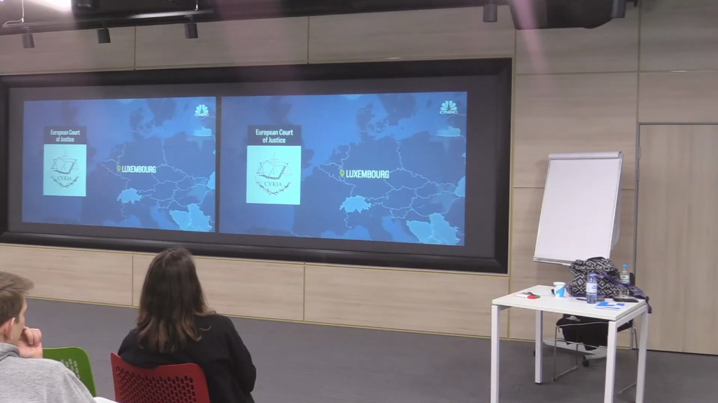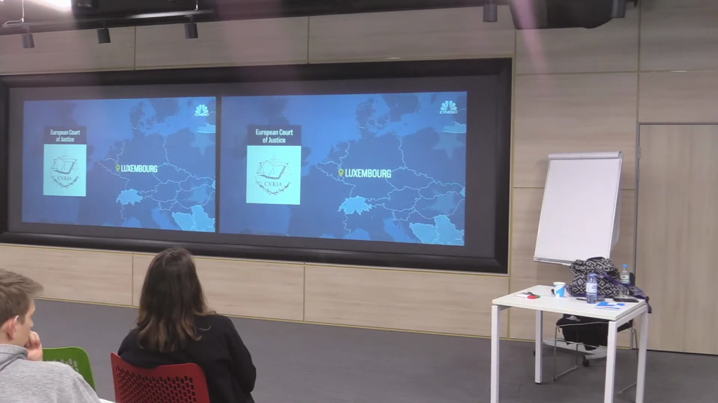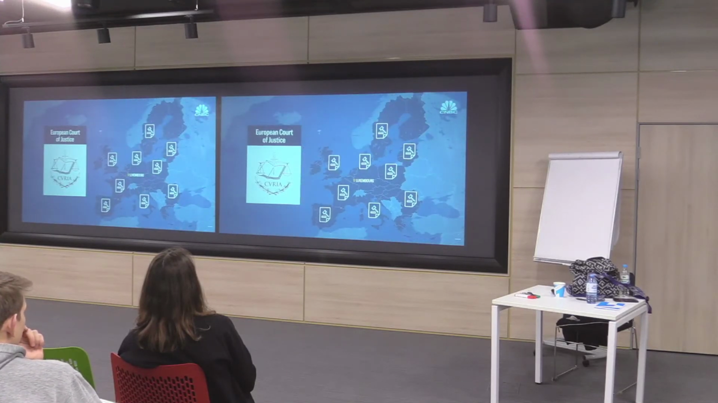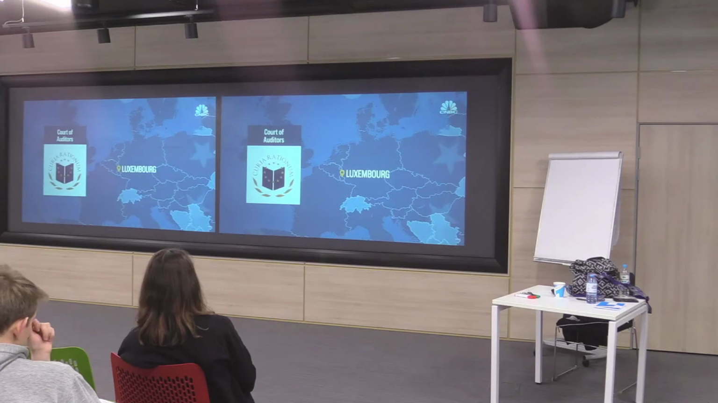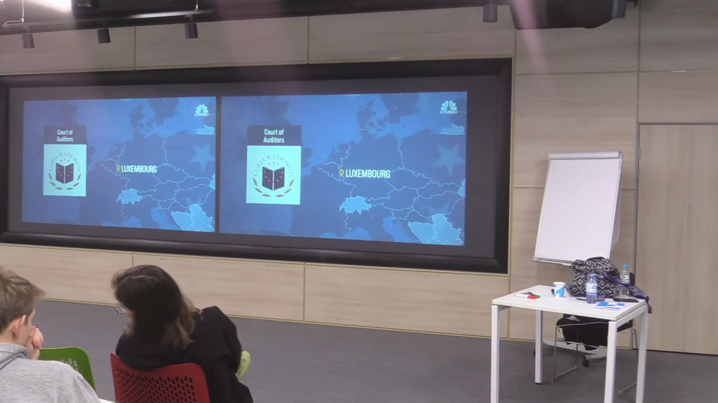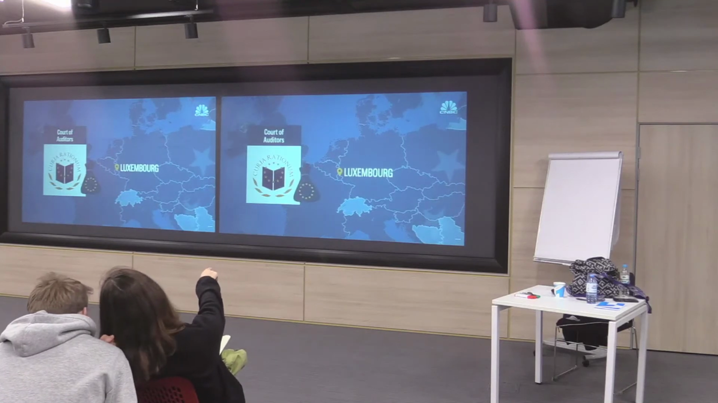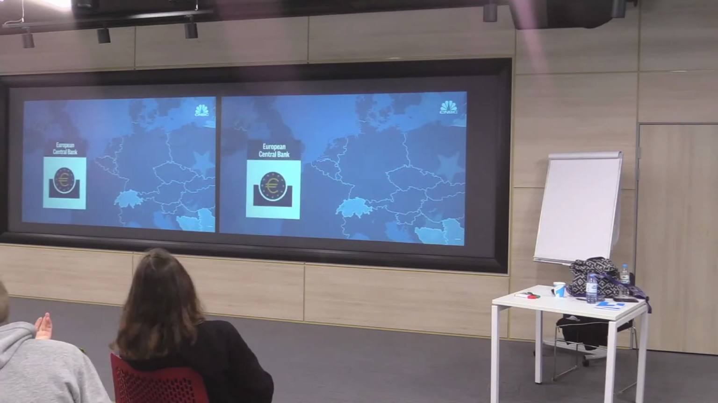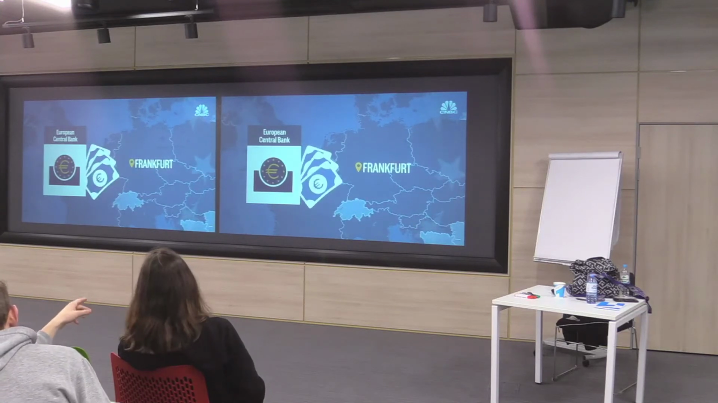Based in Luxembourg, the ECJ ensures European law is interpreted and applied in the same way across the EU, kind of like the US Supreme Court. Also in Luxembourg is the Court of Auditors. It acts like the Union CFO, responsible for looking after the community budget. And then there is the European Central Bank in Frankfurt, which sets monetary policy in the Eurozone.